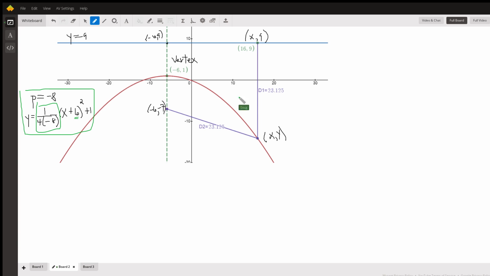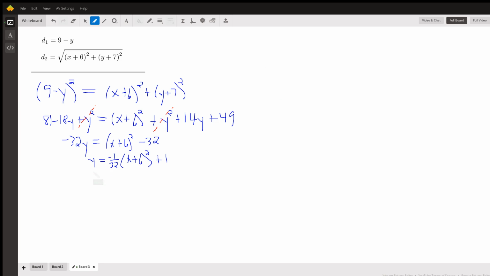And the cool thing about the definition of a parabola is that any point on the parabola is the same distance from the directrix as it is to the focus. See, here's this distance right here, which was calculated using the distance formula. No matter where the point (x, y) is on that parabola, these two distances are equal. So another way to derive the equation is to come up with formulas for each of these distances, set them equal to each other, and solve for y, which is what I've done on board 3.